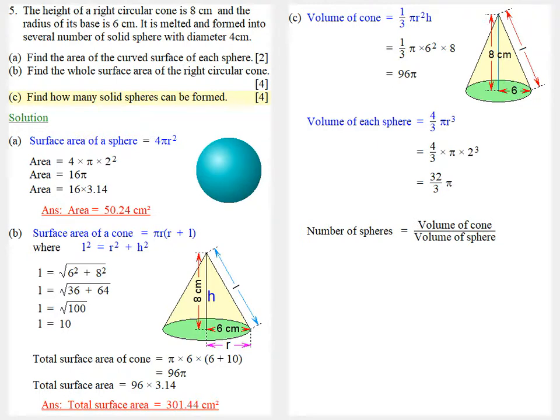Now the number of spheres that we can make is equal to the volume of the cone divided by the volume of each sphere. So the number of spheres equals 96 pi divided by 32/3 pi. So that's equal to 96 pi over 1 times 3 over 32 pi. The pi's cancel, and we end up with 288/32, which divides out to make 9. So the number of spheres that we can make is 9.